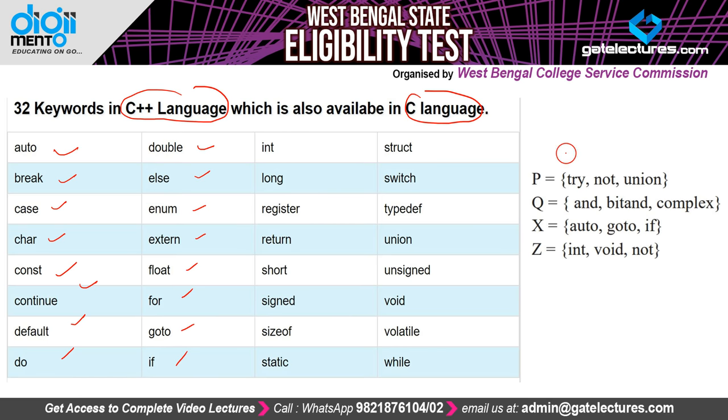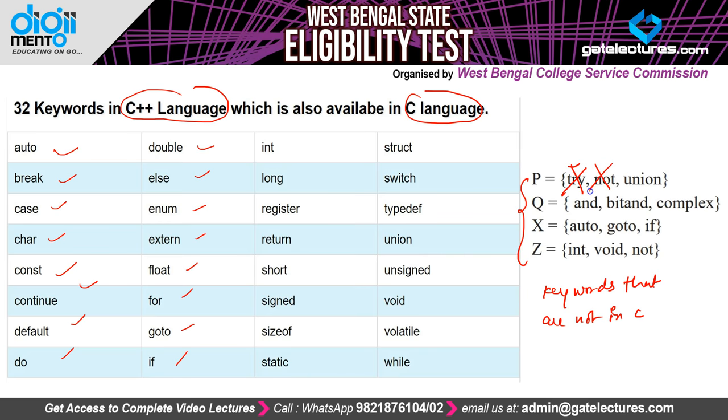Now let us look at this set. Let us try to see which keywords are not in the C language. Okay, so the first keyword is try. Can you see the try keyword here? You can clearly see that the try keyword is not there. So this keyword try is not present in the C language.